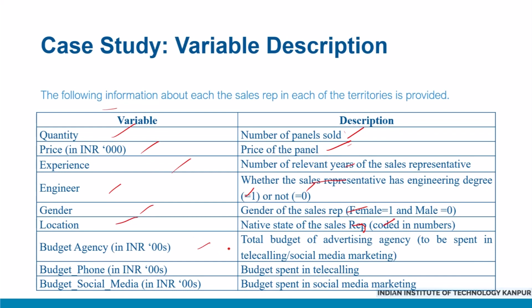So whatever total marketing budget is given to the marketing agency or advertising agency, that is mentioned in hundreds. It can be in two forms, either telecalling, telemarketing, or social media marketing. So you have this budget phone variable, which represents that telecalling, telemarketing budget in hundreds, and social media budget again in hundreds, which is the budget spent in social media marketing.